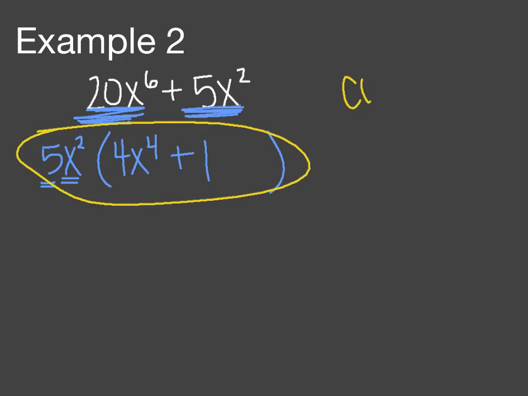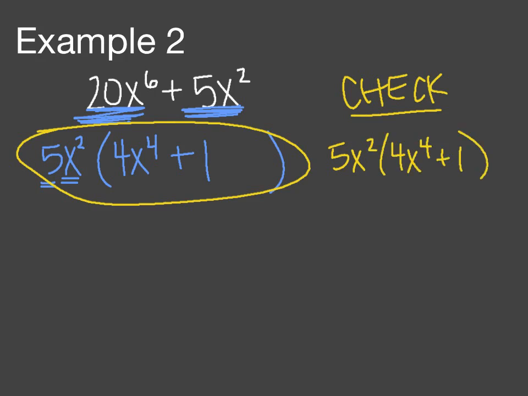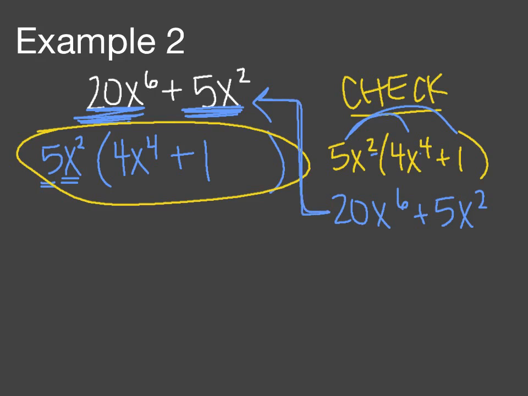And again, if we wanted to check our work to understand why this makes sense, all I would need to do is take my final answer and multiply it back out using my distributive property skills. So if I take 5 times 4, I have 20, and I add up my exponents. So that would be 20x to the 6th. 5 times 1 would give me 5x squared. And again, you'll notice that was our original problem. So I know that my answer was correct. And this would be factoring using GCF.